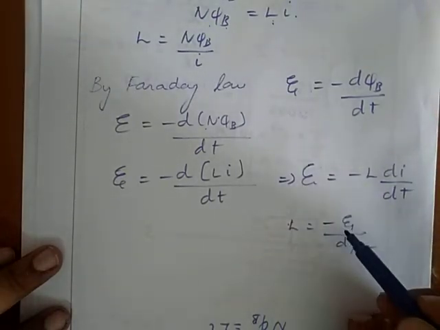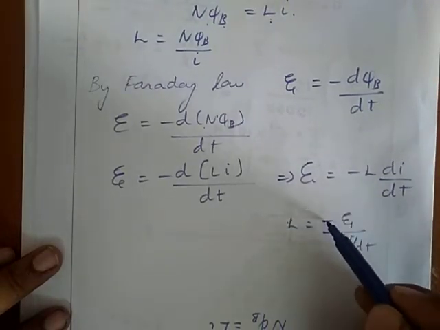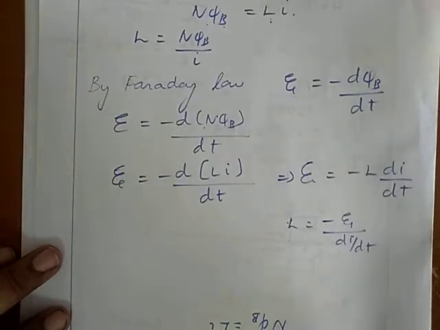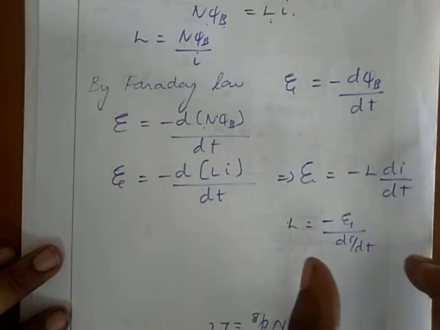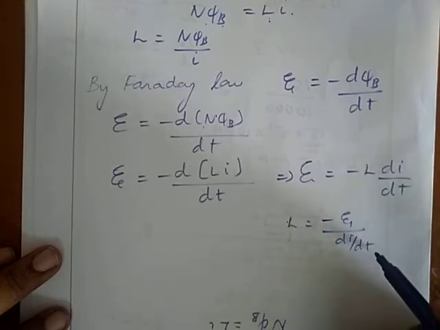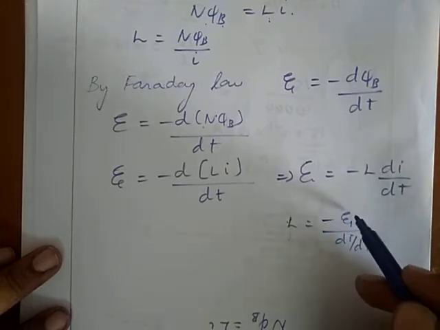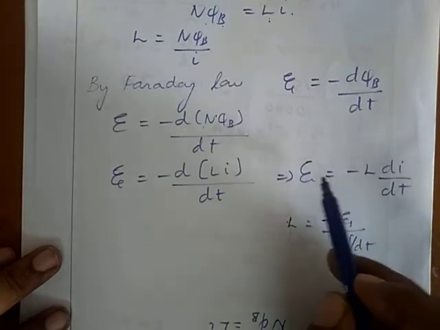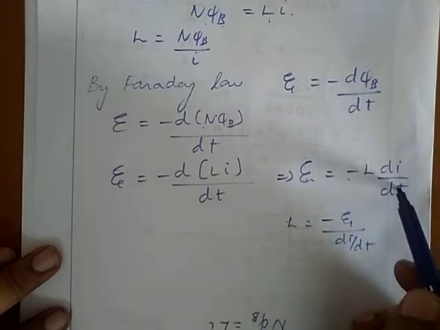This negative sign implies Lenz's law. Lenz's law states that the effect will oppose the cause. Here the effect is the induced EMF, and the cause is the change in current. Due to this change in current, an induced EMF is produced in the coil. So this negative sign implies the effect will oppose the cause.